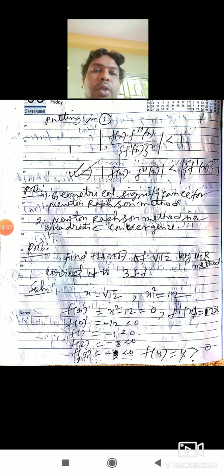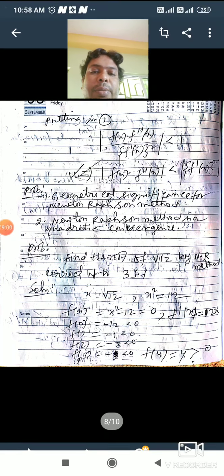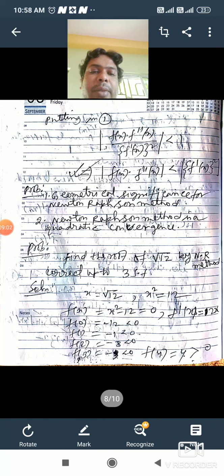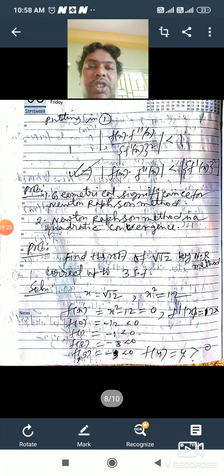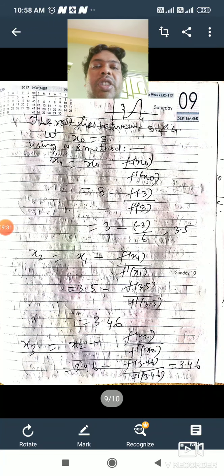Find the root of root 12 by the Newton-Raphson method, correct up to 3 significant figures. Here x = root 12, so x² = 12. So f(x) = x² - 12 = 0. f'(x) = 2x. Now calculate f(0) = -12 < 0. f(1) = -11 < 0. f(2) = -8 < 0. f(3) = -3 < 0. f(4) = 4 > 0. So the root lies between 3 and 4.